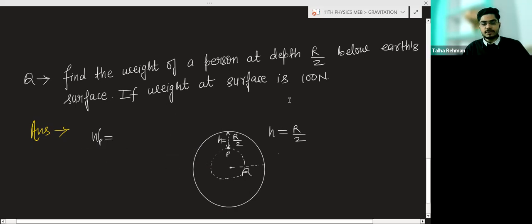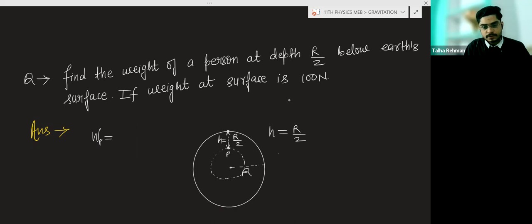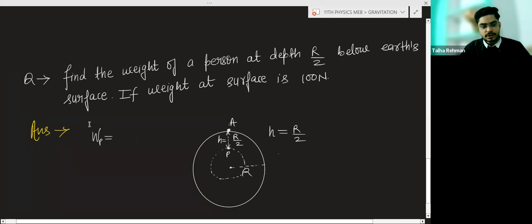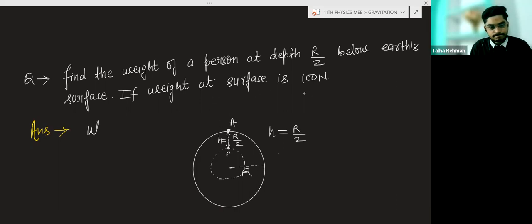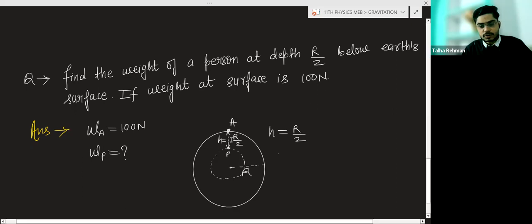Weight of the person is given on the surface. Suppose this is point A. A is a point on the surface, and weight on the surface is given. They are saying find the weight at this point P, and weight at the surface is 100 Newton is given. We have to find weight at point P, and this point P is at a depth of R by 2.